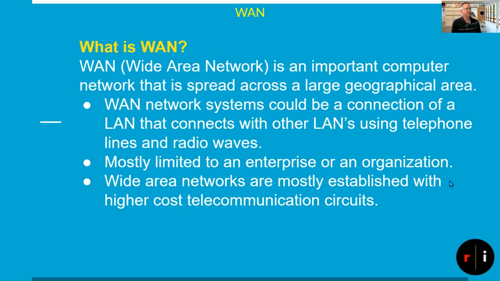What is a WAN? WAN is a wide area network. It's a type of network that is spread across geography and can connect LAN users. Multiple LANs can be connected. Maybe telephone lines can be connected, put in place in an enterprise or some kind of organization. Wide area networks are mostly established using higher cost telco circuits. This is more expensive than just your basic local area network.